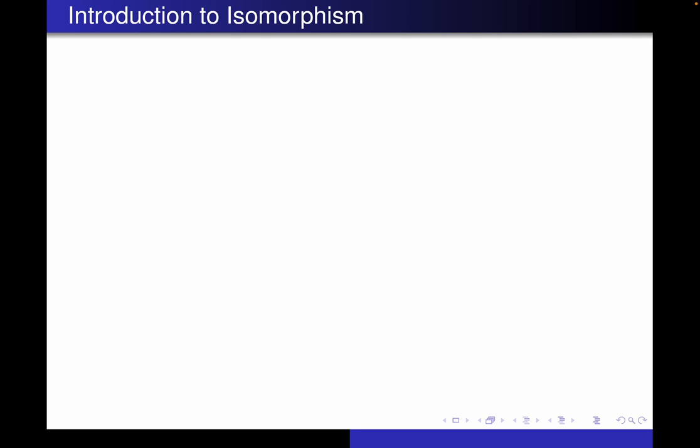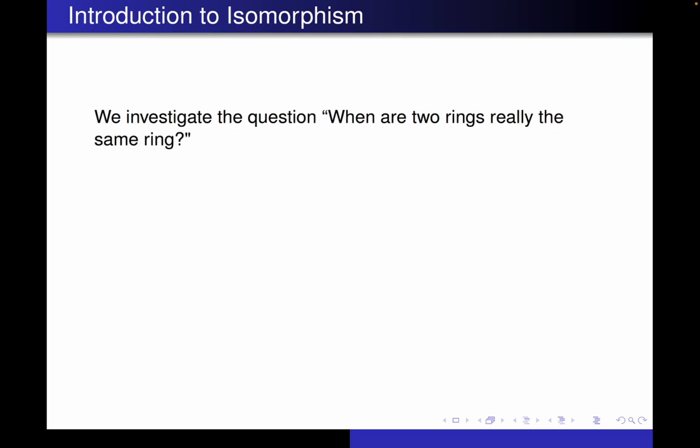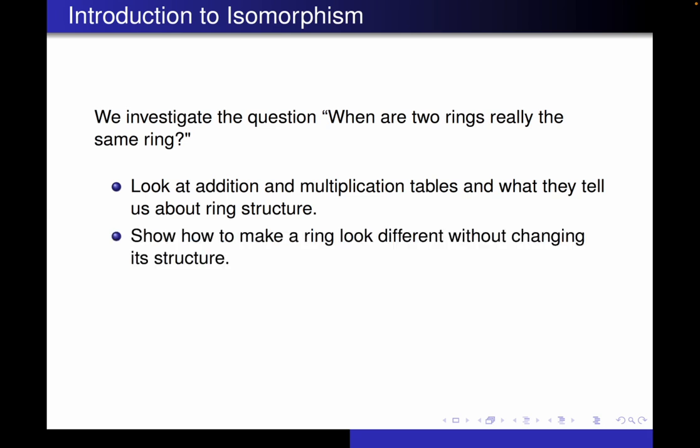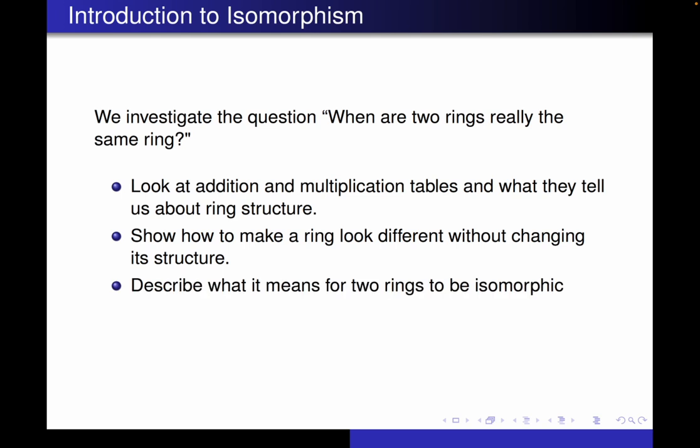In this video, we are going to introduce the concept of isomorphism by asking the question, when are two rings really the same ring? So we're going to do this by looking at their addition and multiplication tables and what those tell us about the ring structure of a particular ring. We'll show how to make a ring look different without changing its structure, and then we'll describe what it means for two rings to be isomorphic. And this will be an informal definition. We'll give a formal definition in the next video.